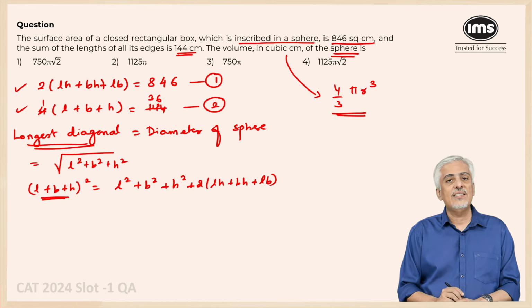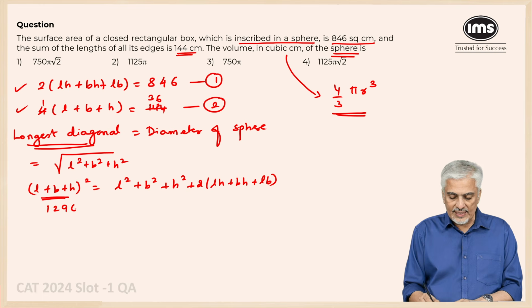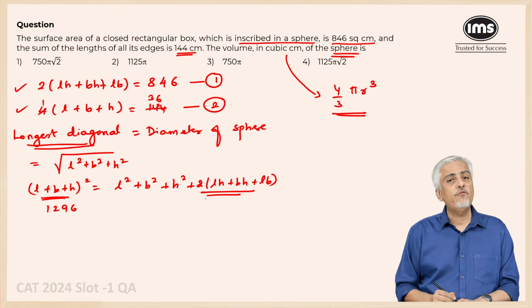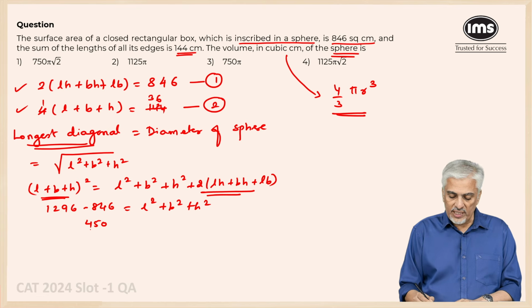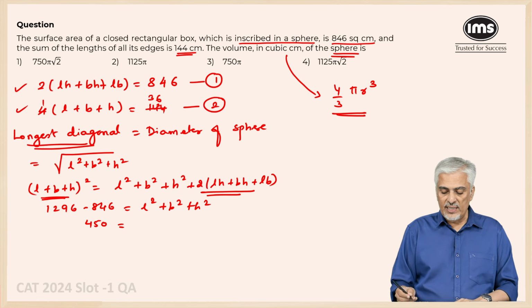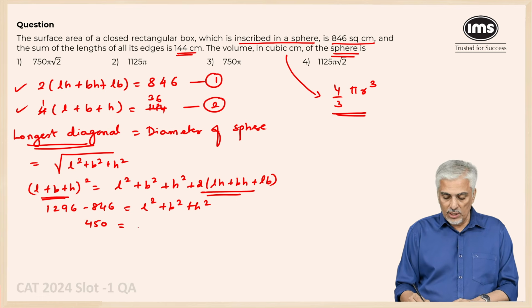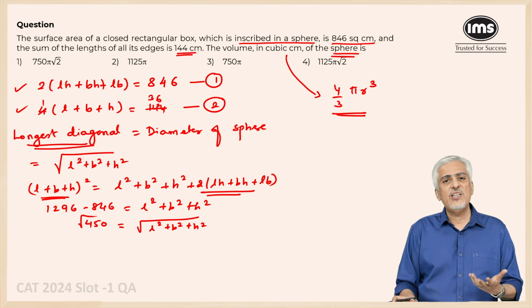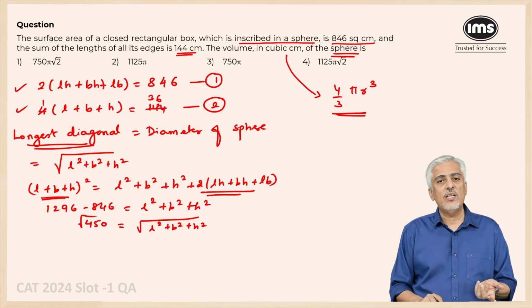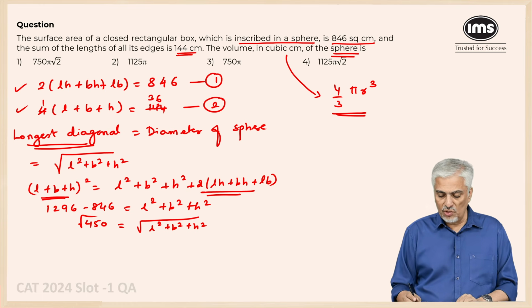This is 36. 36 square will be 1296. This whole thing is 846, including the 2. So bring it on the other side, becomes minus 846, is L square plus B square plus H square. That will become how much? 450. 450 is L square plus B square plus H square. So root of L square plus B square plus H square will be root of 450. 450 is 225 times 2, the square root of 225 is 15. So this is 15 root 2.